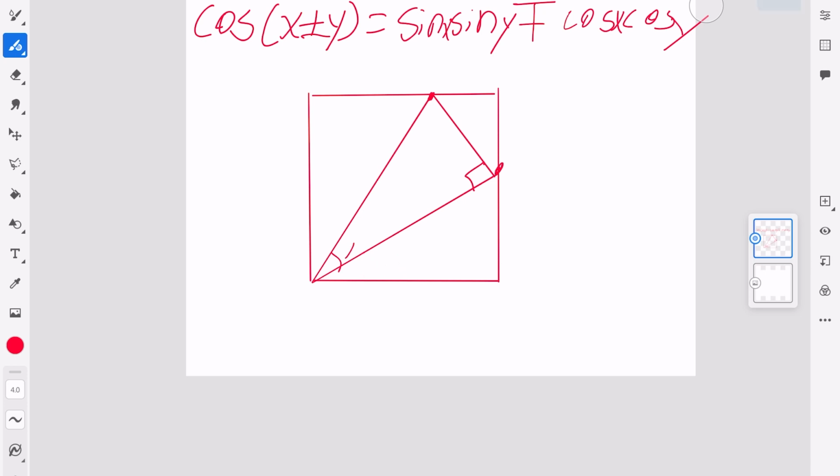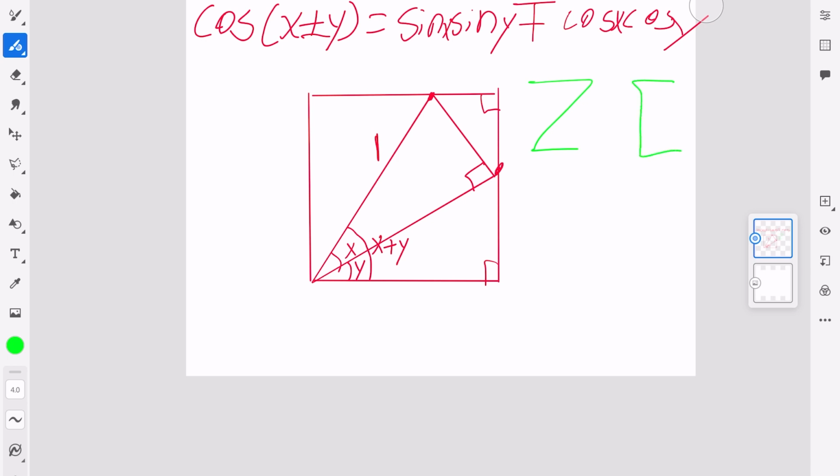Oh no, let me actually make this smaller. And as always, let's set the hypotenuse of the triangle to 1. Now obviously this is 90 degrees, and let's start.